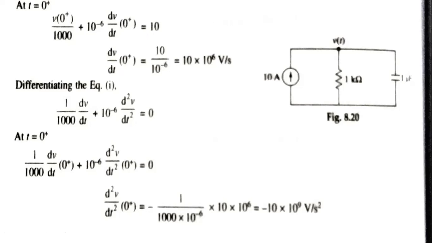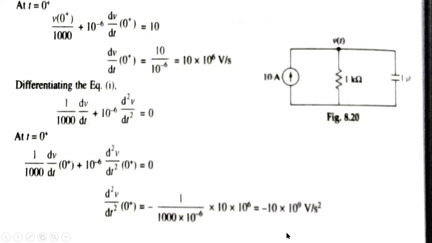So 10 divided by 10 raised to the power minus 6, and this denominator will go up into the numerator. So 10 into 10 raised to the power 6. In this way you will get 10 raised to the power 7 volt per second.